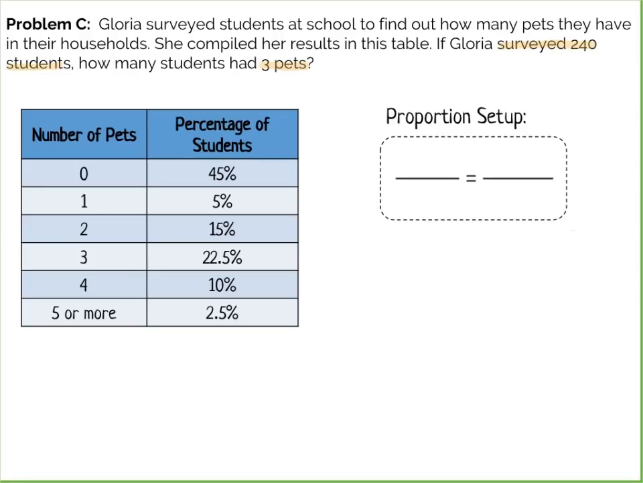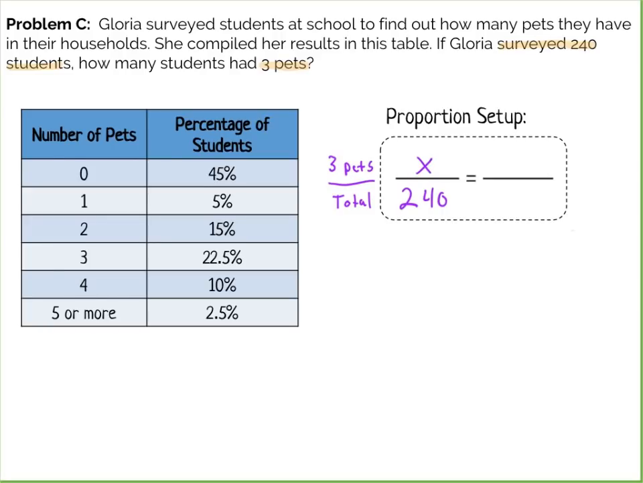So now that we have our important information, let's go ahead and plug into the proportion the things that we can. So we know she surveyed 240 students, so that's going to be at the bottom. Our 240 students is going to be our total. Now we know she was also looking for the number of people who had 3 pets, so that's going to be what we're going to have on top. So on the bottom we have the total number of people surveyed. On the top we have the people who have 3 pets. And we don't know how many people have 3 pets. That's what the problem was asking us, so we know that's going to be our x.